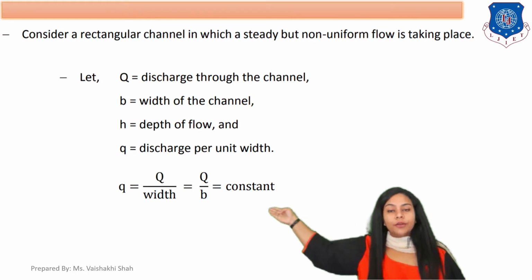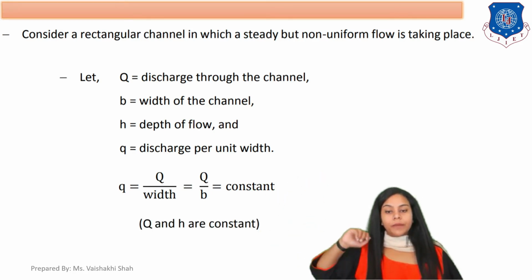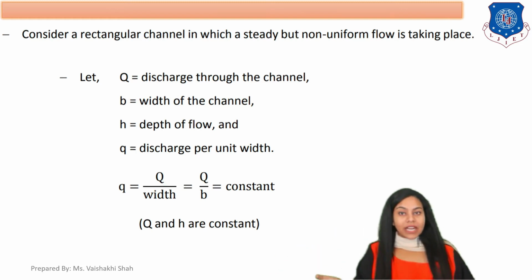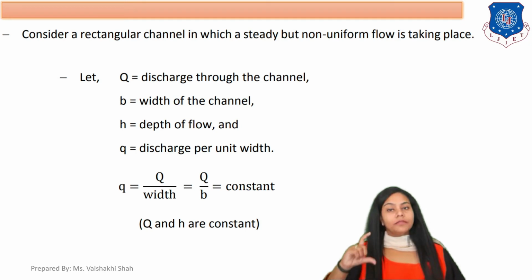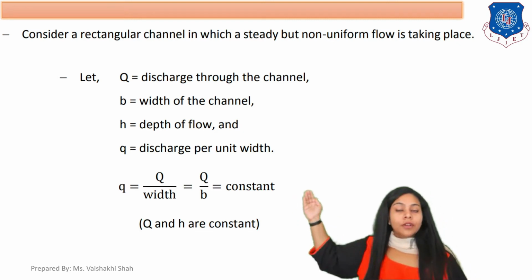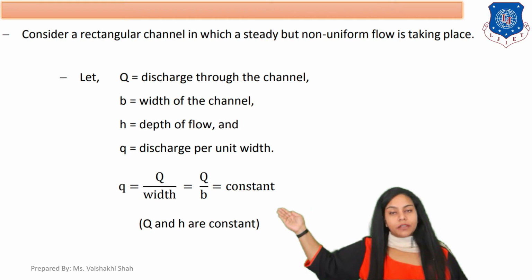Here Q and H are constant. Discharge and height of liquid are constant throughout the channel. So here we get small q equals capital Q divided by B, discharge per unit width.